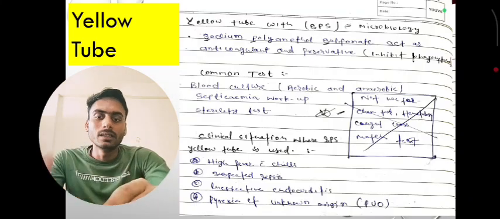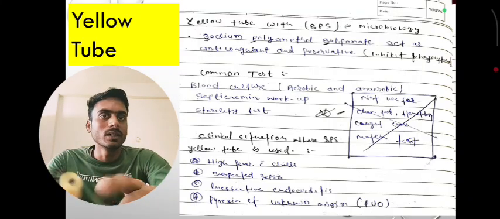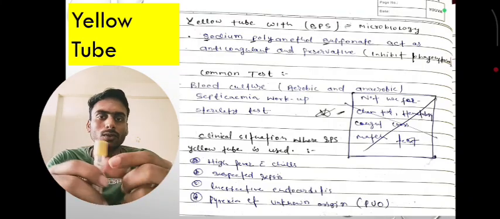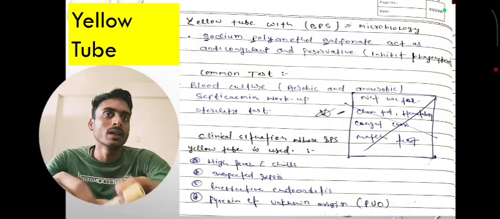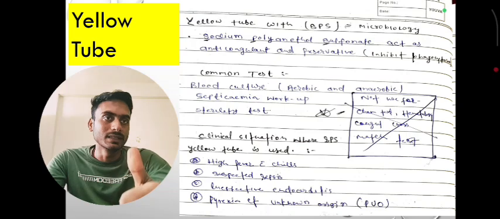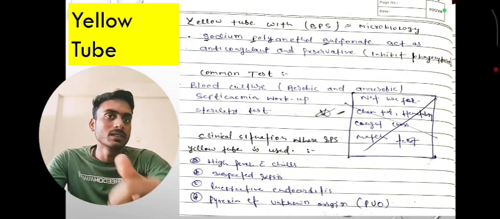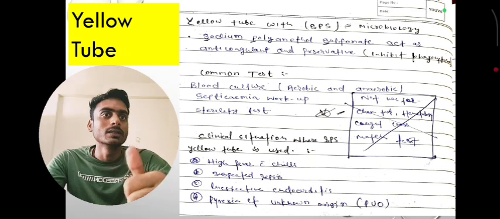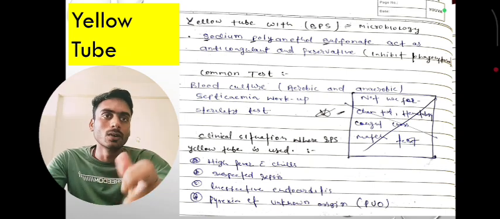And then the yellow tube. You just know that the cap is yellowish in color. Yellow tube is basically of two types. The first is the yellow tube with SPS, where SPS means sodium polyanethol sulfonate, which acts as an anticoagulant or a preservative.